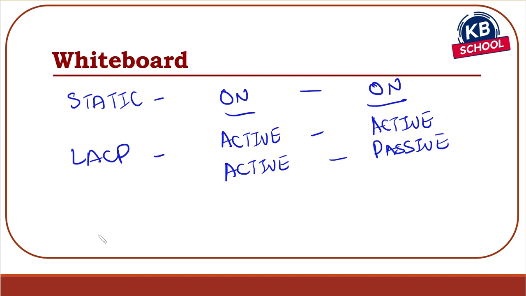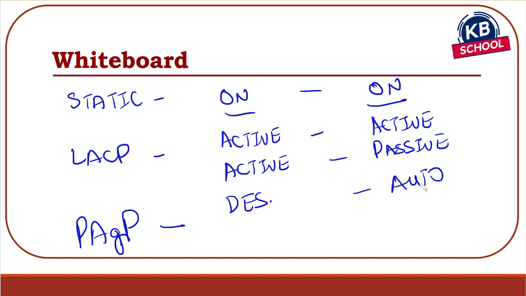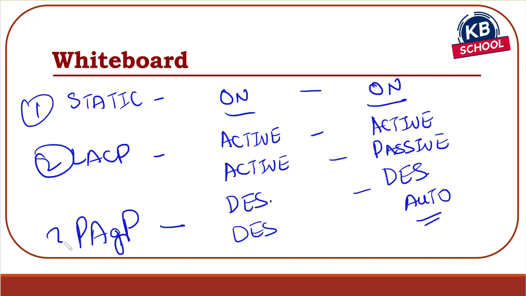In case of PAgP, which I really don't care about too much because it's almost out of the way, the commands are desirable, desirable, or desirable, auto. Actually, I should say desirable first, just like I did active first. All right, 1, 2, and 3 different ways of setting up an ether channel. In this particular video series, we're just going to take a look at static and LACP. This one, as I said, is not that important. It's almost on its way out.